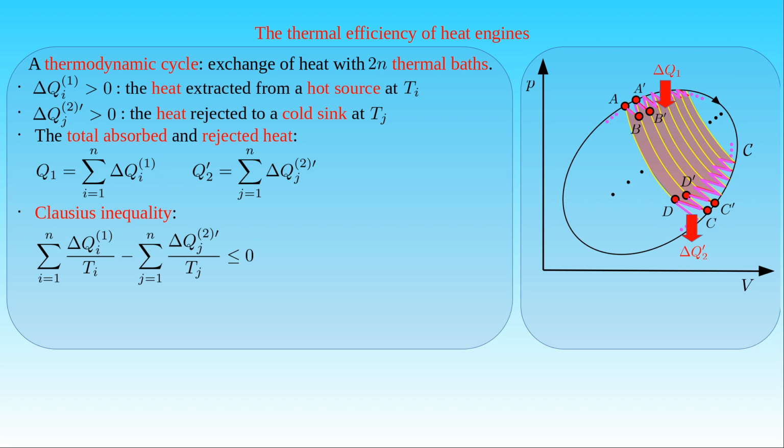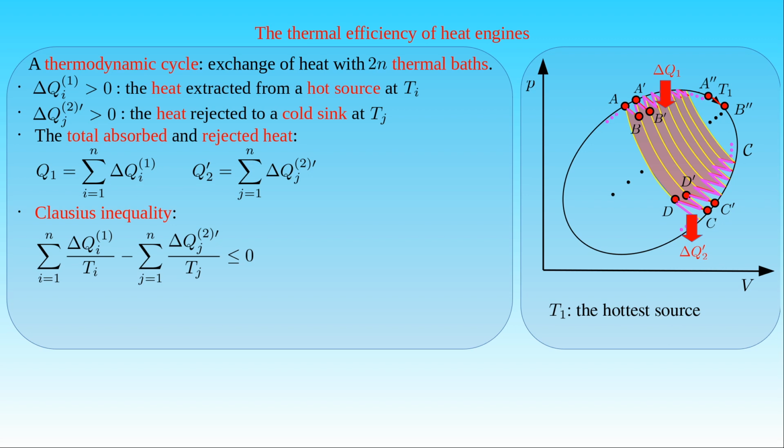Here the negative sign of the second sum in the left-hand side of the inequality indicates that the heat appearing in the numerator of the fraction is rejected to the cold sinks. Now we assume that the thermal reservoir at the temperature T1 is the hottest source used in the thermodynamic cycle, where the isotherm at the temperature T1 gives the path of a step with an isothermal expansion of the cycle between the states A'' and B'.